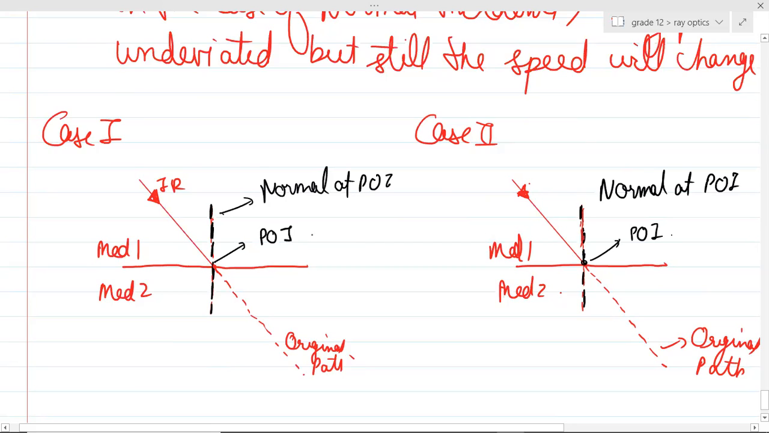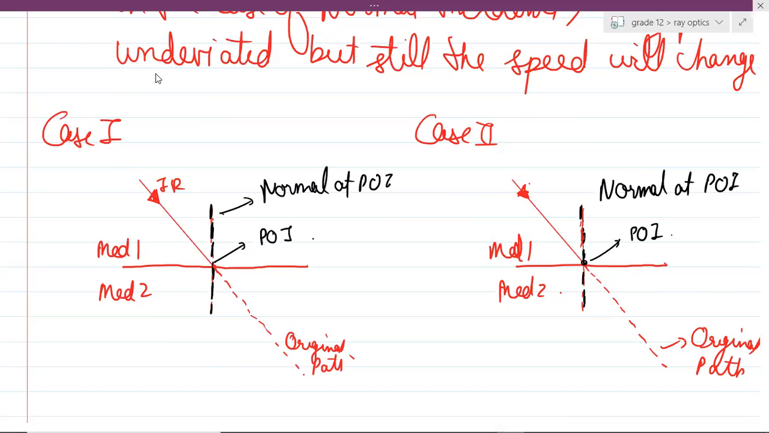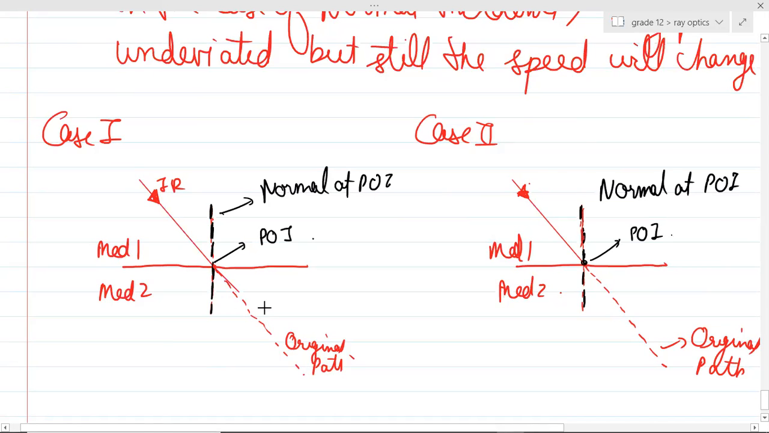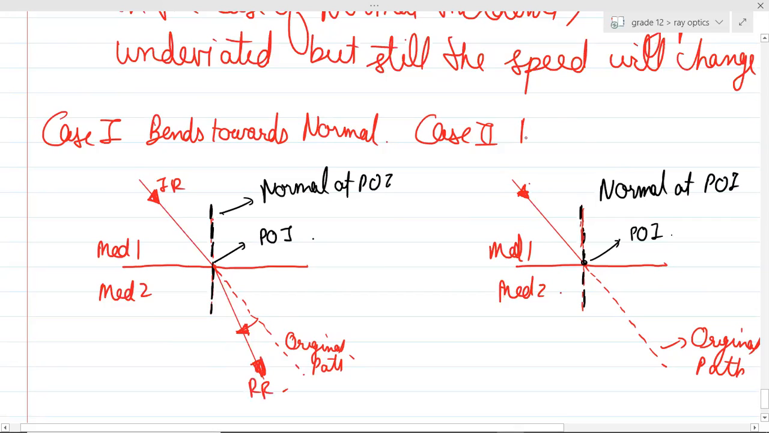In one case, the refracted ray bends towards the normal. Can you see? This was the normal and this was the original path. The light has bent towards the normal, right? So case one is when the refracted ray bends towards the normal. And in one case, what will happen? Guys, in one case, what will happen? Away from the normal. The refracted ray bends away from the normal.